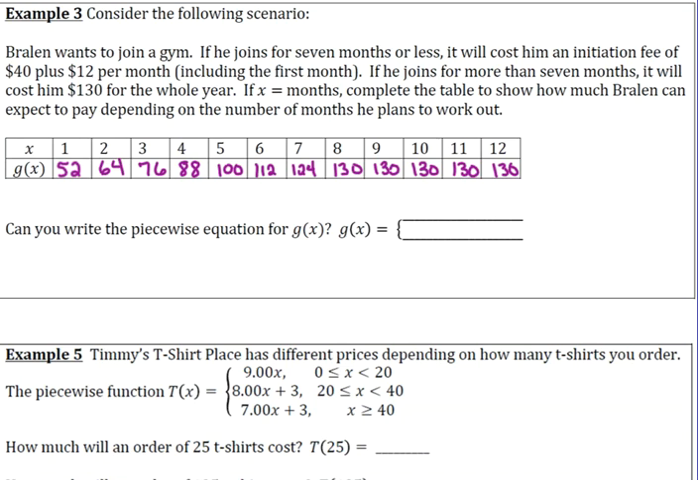So there's the table. Let's write a piecewise equation for this function. Now the easy part is the second part. It's $130 when x is what? Greater than 7, right? As long as the number of months x is greater than 7, it's just $130. The first piece costs $40 plus 12 times x. X is the number of months. So that's when x is less than or equal to 7.